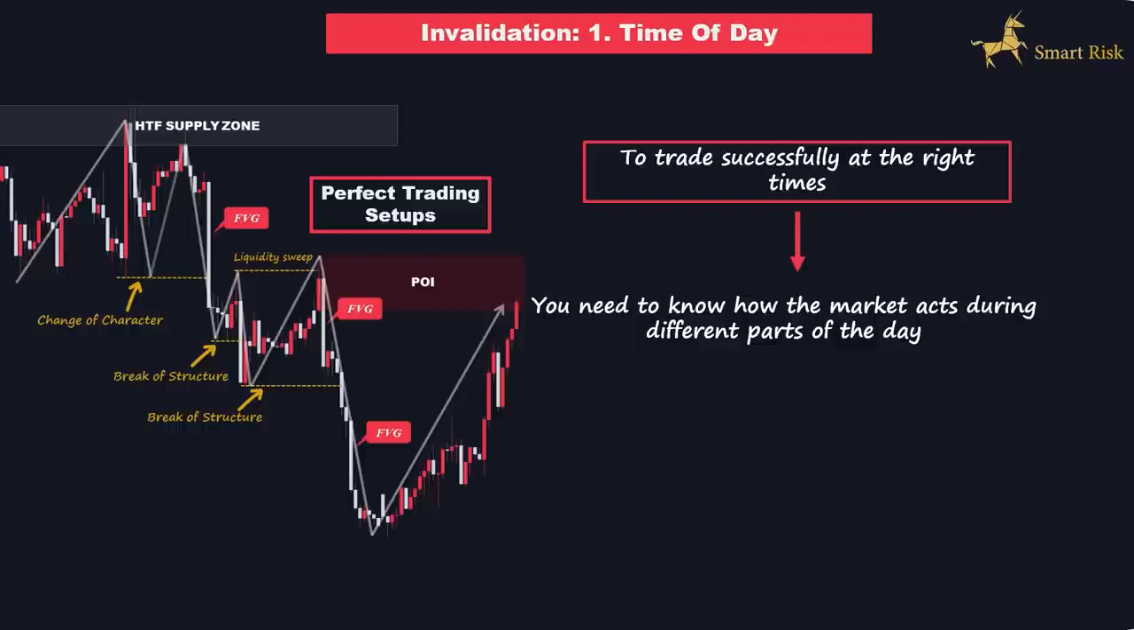Also, it's important to understand when these trading times overlap, such as when New York and London are both active, and what usually happens during those times. This knowledge helps you make smarter trading choices and boosts your chances of winning trades.